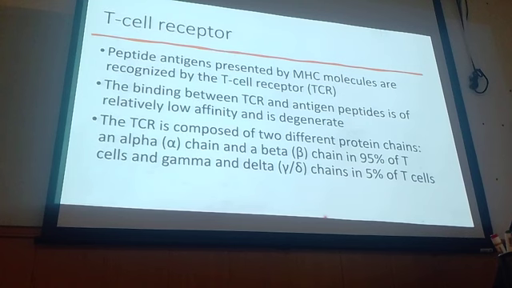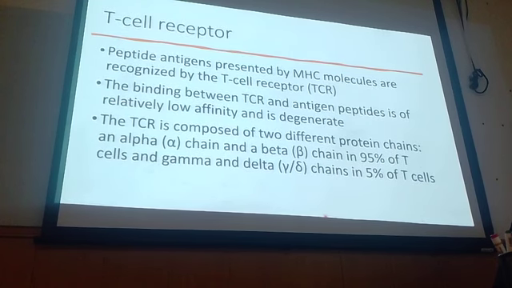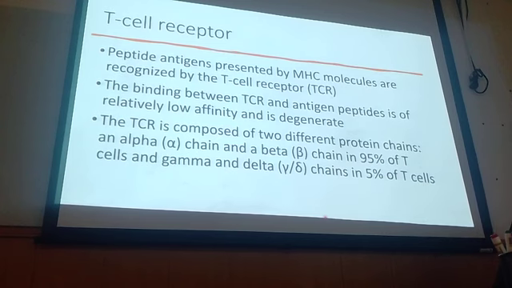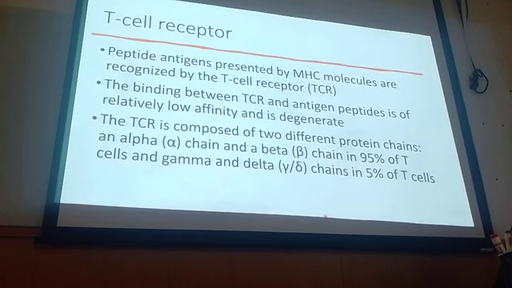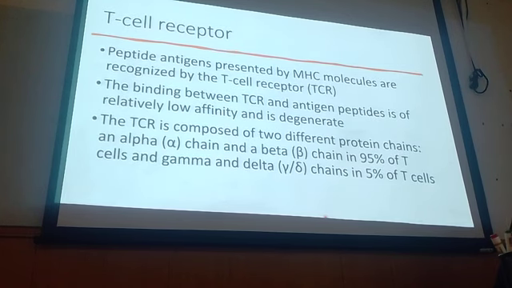Do you know where the T cells which have gamma delta chains are present in our body? They are present in the mucosal surface. They are present majorly in the mucosal surface of our body. So the majority of our T cells, 95% of our T cells in our body, are alpha beta chain. And we rarely have gamma delta T cells, which are present in the mucosal barrier in our body.